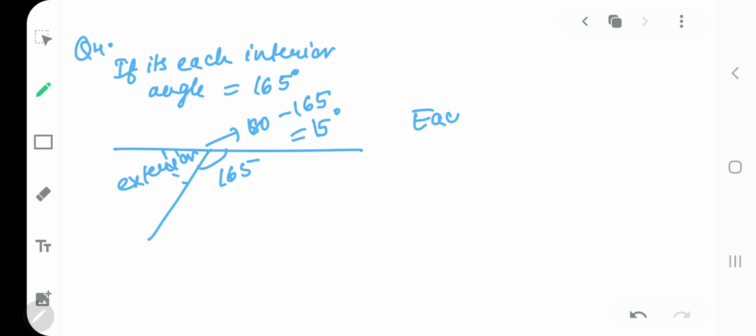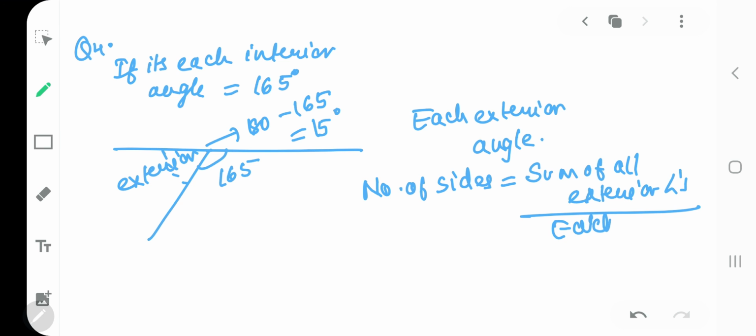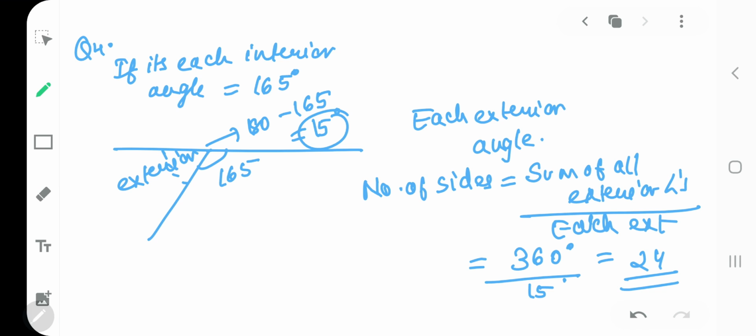And once you have each exterior angle, I gave you a formula for the number of sides. What? Number of sides is equal to the sum of all exterior angles upon each exterior angle. The sum of all exterior angles is always 360. Each exterior angle you got as 15. So the number of sides of this polygon will be 24. Got my point clear?